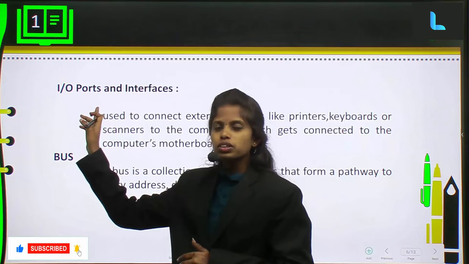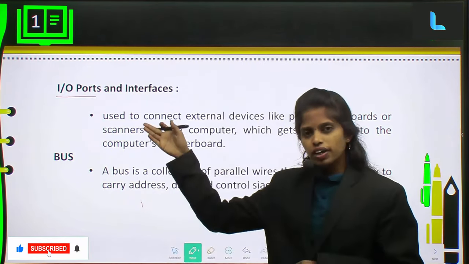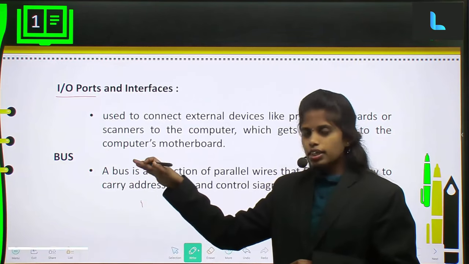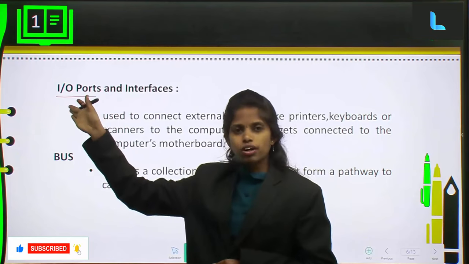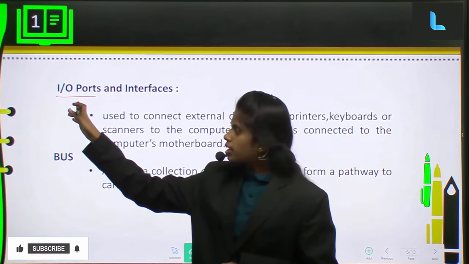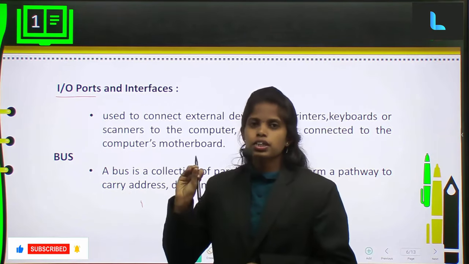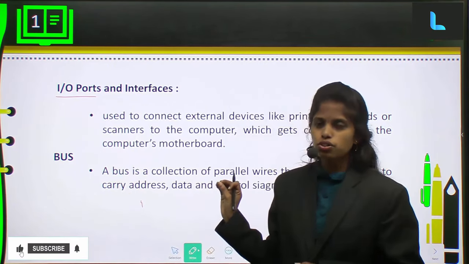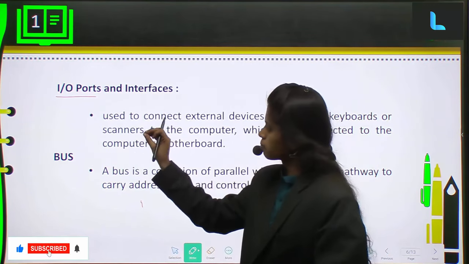Input output ports. This can be asked as a separate question also. So we have seen in the first page that we had a question on these IO ports itself: the types of IO ports you should explain. Here, no need to write in detail, just a small explanation for each component. So write what is an IO port and interface.